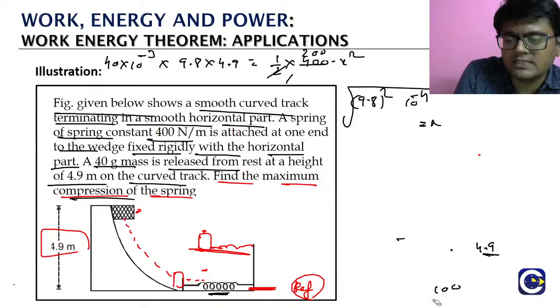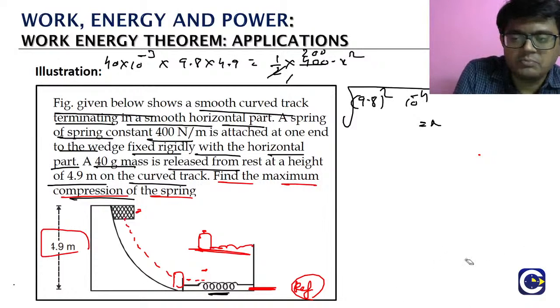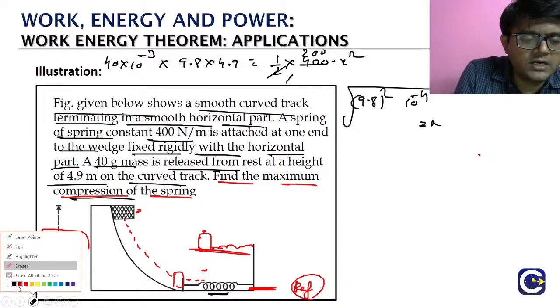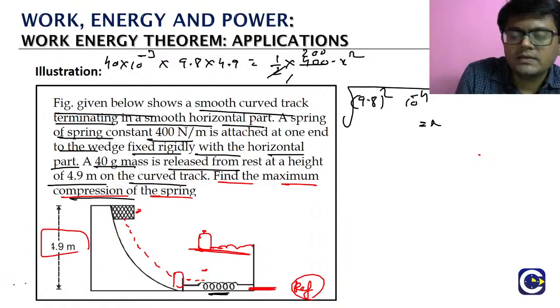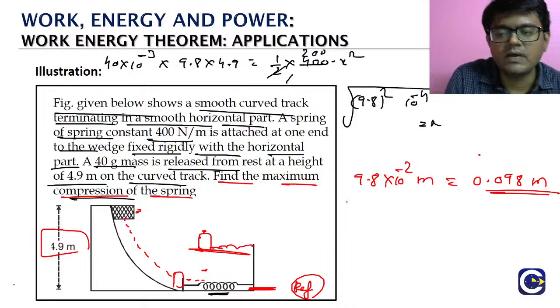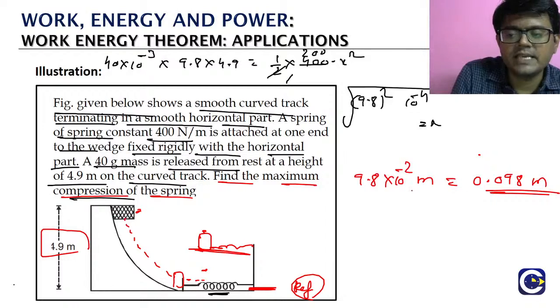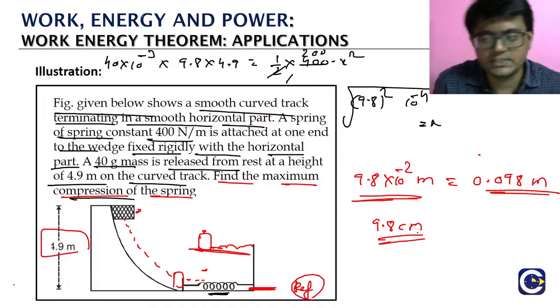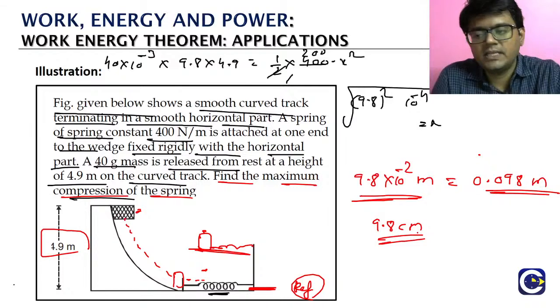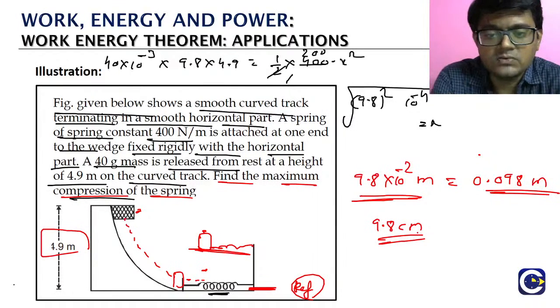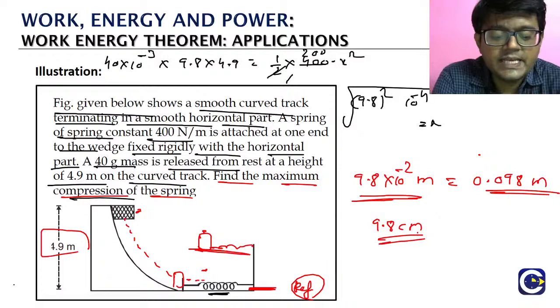So what is the final answer? The 9.8 comes out of the root. The root of 10 power minus 4 means 10 power minus 2. So what you will have is 9.8 into 10 power minus 2 meters, which is 0.098 meter. Okay? 0.098 meter. We can say 9.8 into 10 power minus 2 meter, which means we can also say 9.8 centimeter. It depends upon what option is given to us. If they are giving options in meters, we take meters; if they are giving in centimeters, we will take it as centimeters.